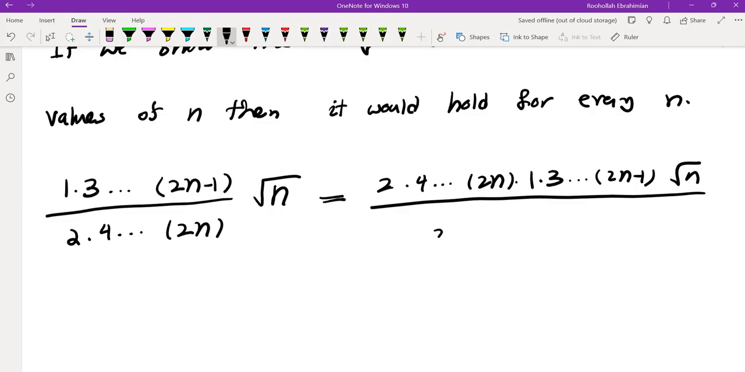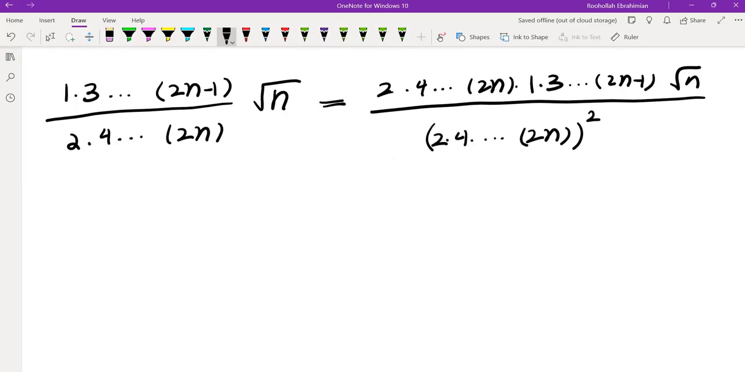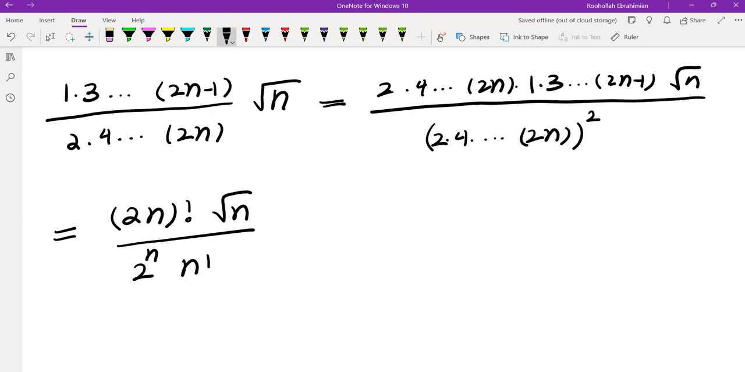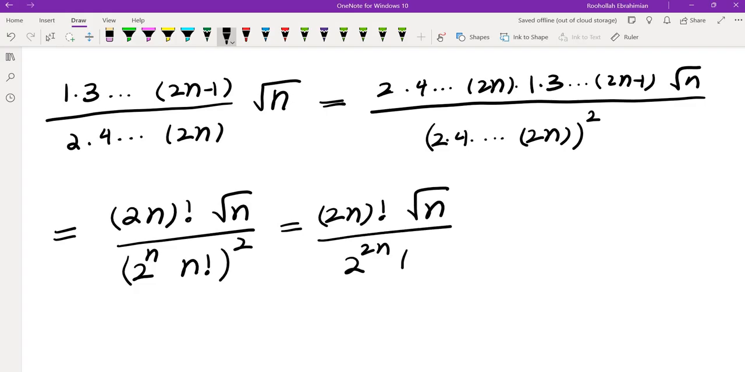And at the bottom, we get 2, 4, all the way to 2n, but all of that is going to be squared. On top we have 2n factorial, we have a root n, and at the bottom we have n 2's, so 2 to the n times n factorial, all of that squared. So this is 2n factorial root n over 2 to the 2n, n factorial squared.